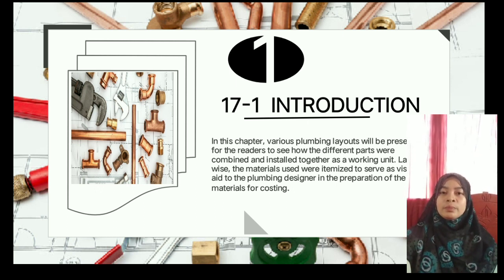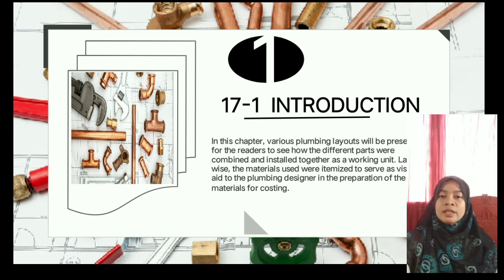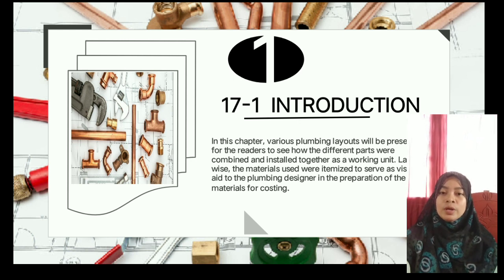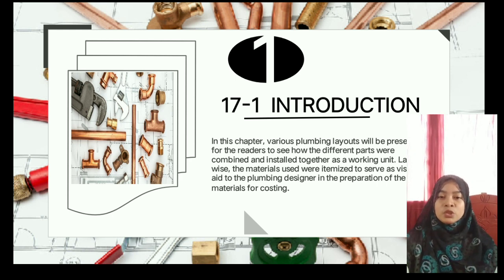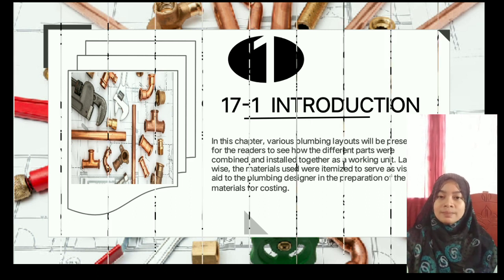Although the different parts of the plumbing system and their functions and correlation with each other were already defined and explained, it would not be more meaningful and appreciated unless seen and put together into one working unit system. So, in this chapter, various plumbing layouts will be presented for the readers to see how different parts were combined and installed together as a working unit. Likewise, the materials used were itemized to serve as a visual aid to the plumbing designer in the preparation of the materials for costing.